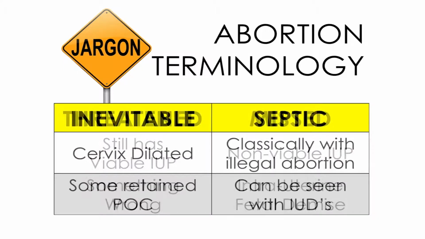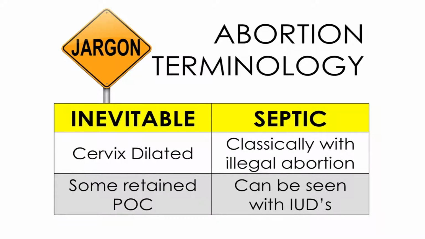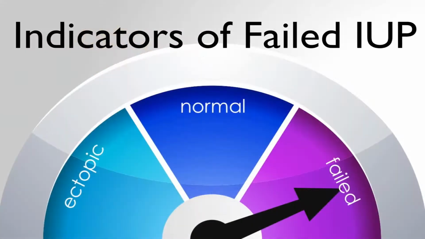the uterus. An inevitable abortion is when the cervix is dilated and there are some products of conception within the uterus. Septic abortion is classically seen with illegal abortion, but can be rarely seen with intrauterine devices. The patient also has evidence of infection, including fever, purulent discharge, abdominal pain, and a leukocytosis. Now let's look at 4 ultrasonic indicators of failed intrauterine pregnancy.